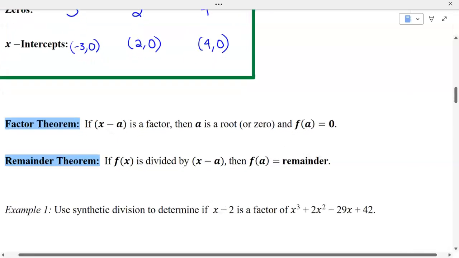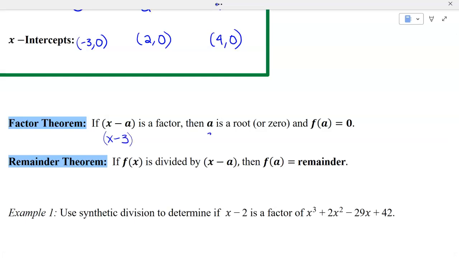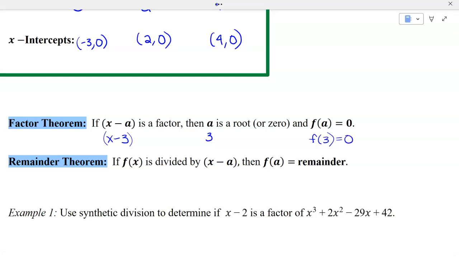Part of the reason we're going over this is I want to introduce you to the factor theorem and the remainder theorem. The factor theorem tells us that if x minus a is a factor, let's say x minus 3, then 3 would be a root or a zero. And if we plug 3 into our function, we would get 0. This indicates that this is an x-intercept. It's also a zero of our function, and we have a factor.